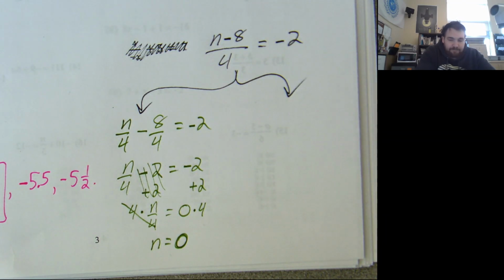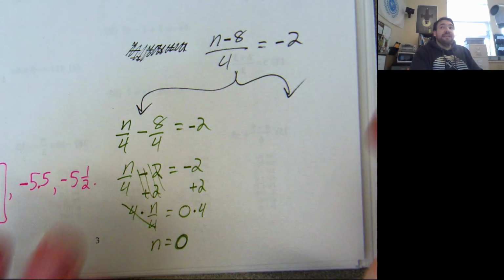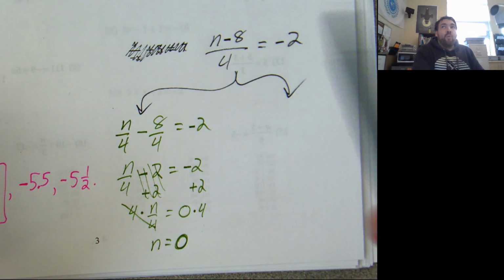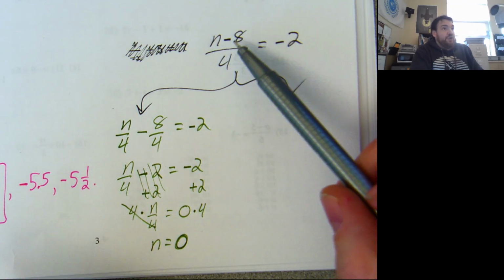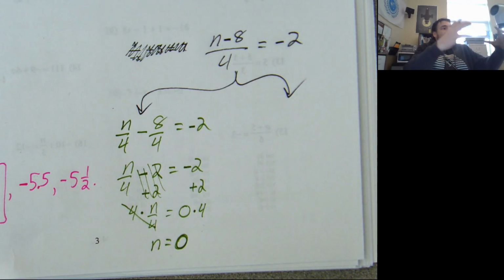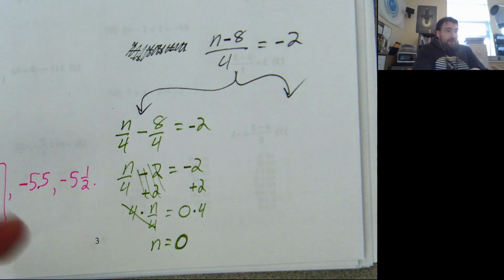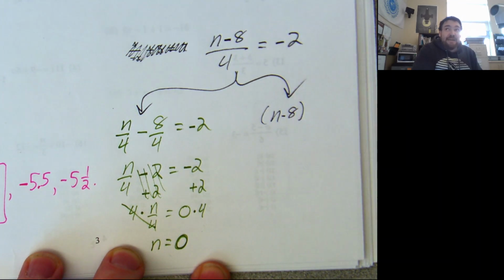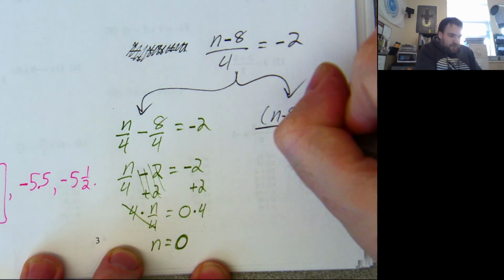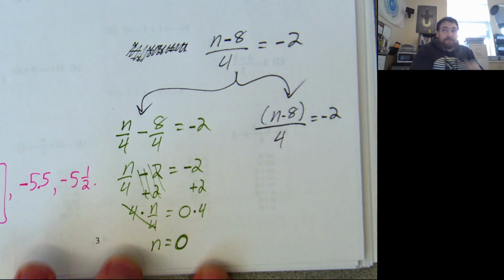I will show you the other. If you would like a slightly shorter method, what you can do is recognize that when I've got something in the numerator, the entire numerator counts as a single object. To make that painfully clear, we're going to throw a set of brackets around it. So I'm going to rewrite this as n minus 8 in brackets over 4 equals -2.